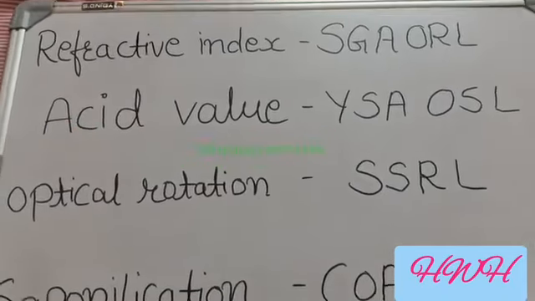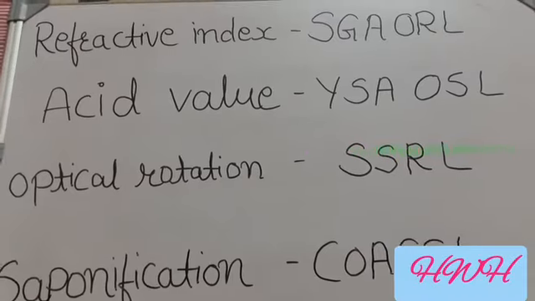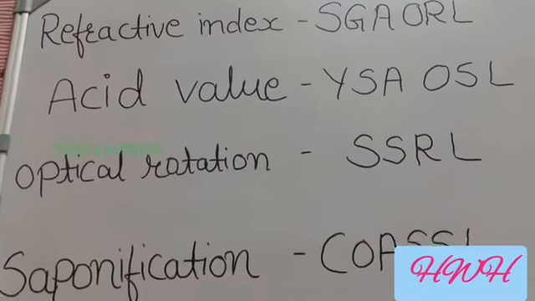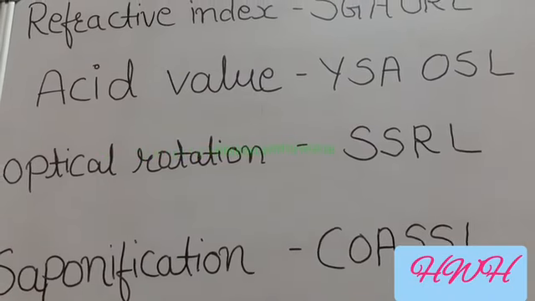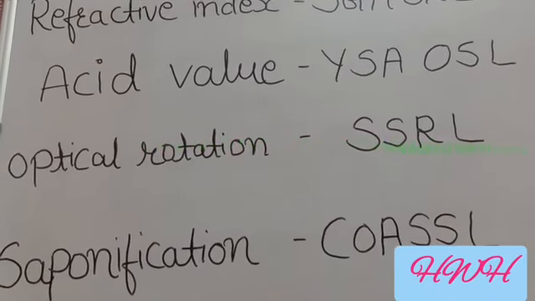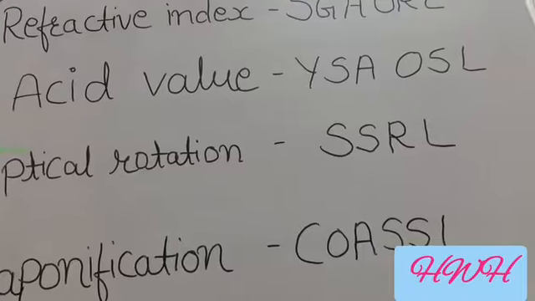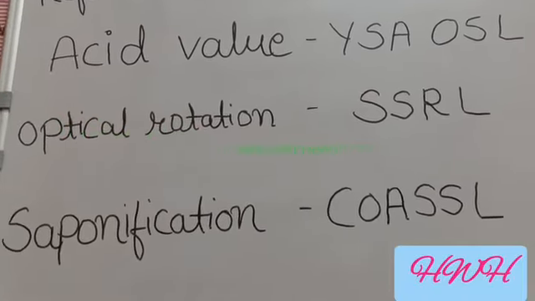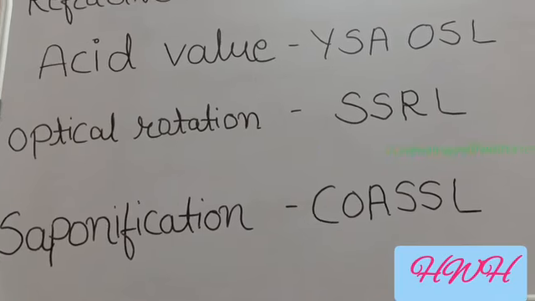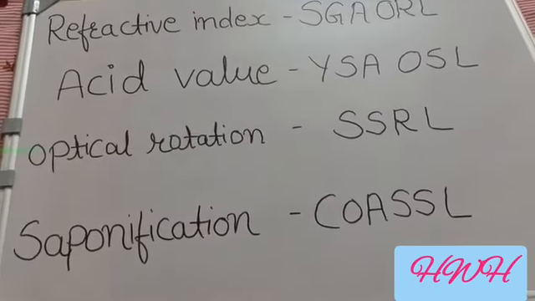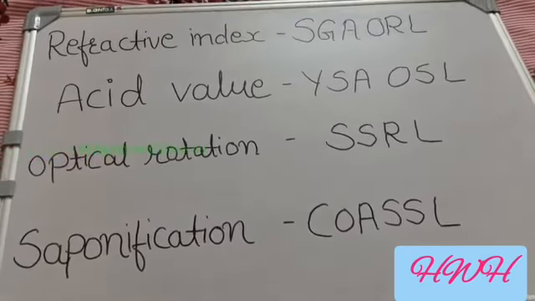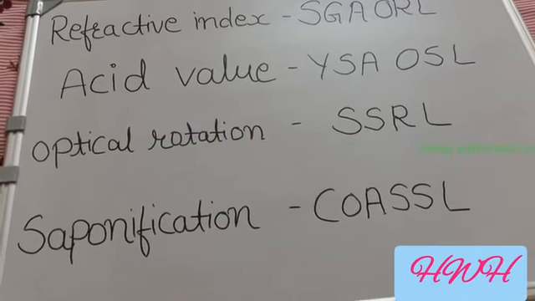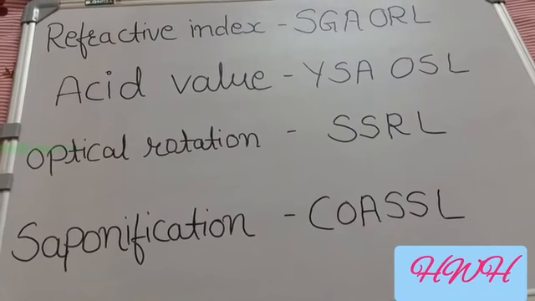So here is a quick revision, you can note it down. For refractive index it is SGAORL. For acid value YSAOSL. For optical rotation SSRL. For saponification COASSL. So these four different values of different substances you can remember very easily and correctly by these mnemonics.